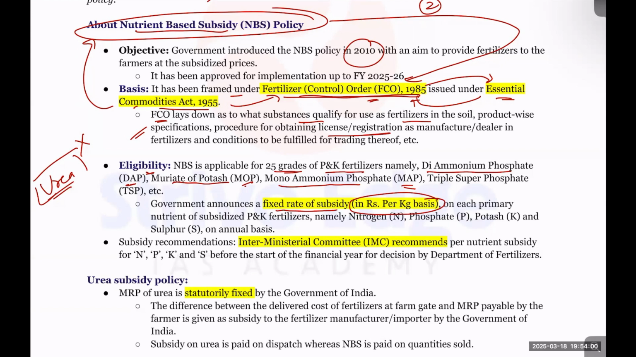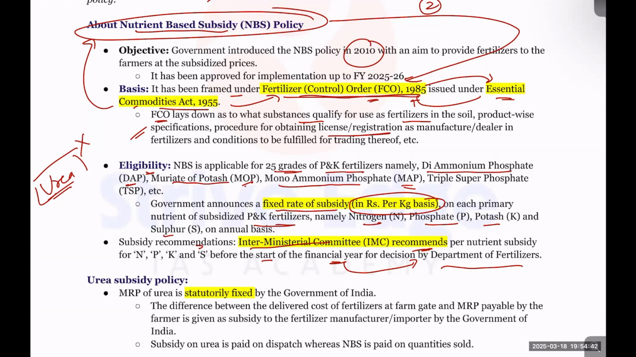Okay, so fertilizer subsidy is given on a per kilo basis, and each primary nutrient of subsidized P and K fertilizers, namely nitrogen, phosphate, potassium, potash, and sulfur, etc., is given importance here, right? So subsidy recommendation, who recommends this subsidy? An inter-ministerial committee recommends this nutrient subsidy before the start of the financial year, and then ultimately the decision is taken by the Department of Fertilizers. So these are the two important bodies that you should remember, right? So this is all about the nutrient-based subsidy.